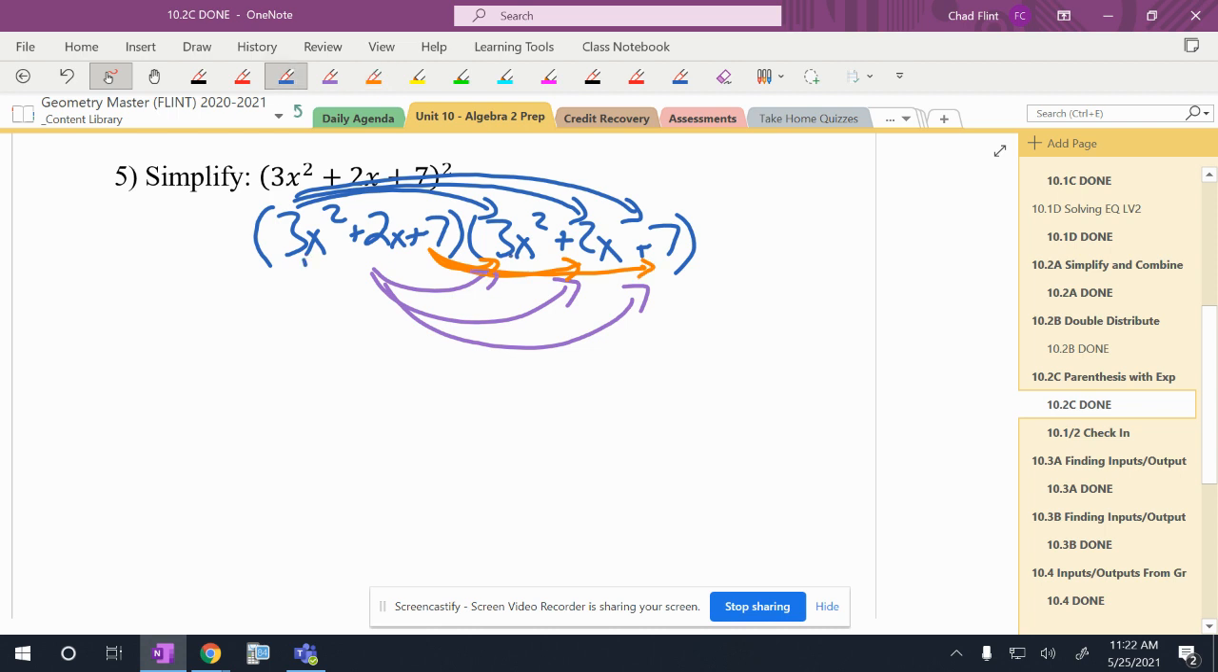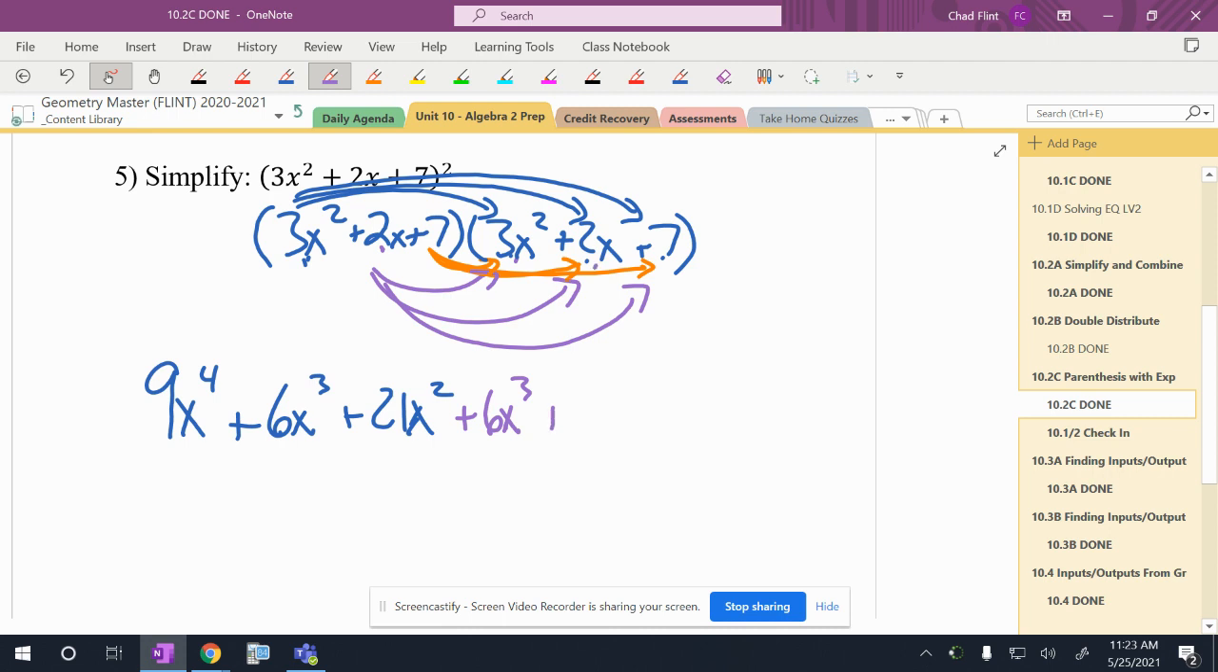So 3x squared times 3x squared is 9x to the fourth. Make sure you add the exponents. 3x squared times 2x is 6x to the third. Again, make sure you add the exponents. 3x squared times 7 is plus 21x squared. And then the purple distribution, 2x times 3x squared is plus 6x to the third. And then 2x times 2x is plus 4x squared. And 2x times 7 is plus 14x.